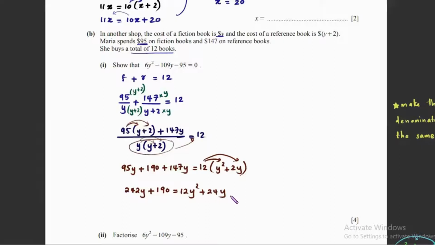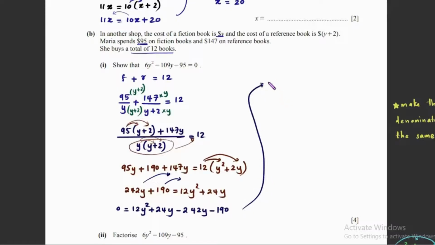I'm going to bring all the terms to one side and make the equation equal to 0, because we know that the equation has to be equal to 0. So I'm going to take the terms on the left side to the right side of the equation, so I can keep the y squared positive. So I have 0 is equal to, I already have 12y squared and 24y. I'm going to take this 242y to the other side, so minus 242y. And 190 to the other side, that becomes minus 190. Now I can combine the like terms.